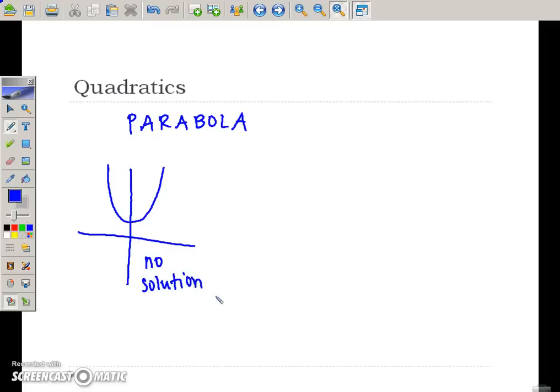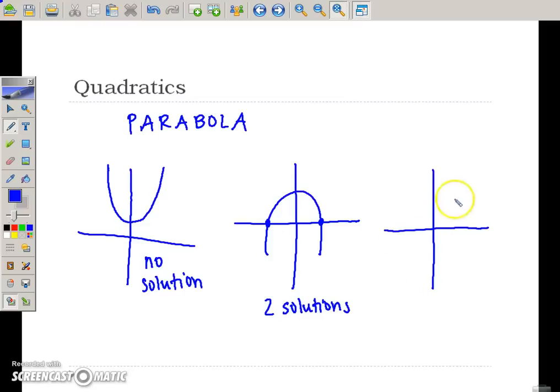If it's completely below the x-axis and opens upside down, it never crosses either. Or you can have it cross twice. Everywhere it crosses is a solution. So if it crosses twice, that means you have two solutions to your quadratic.